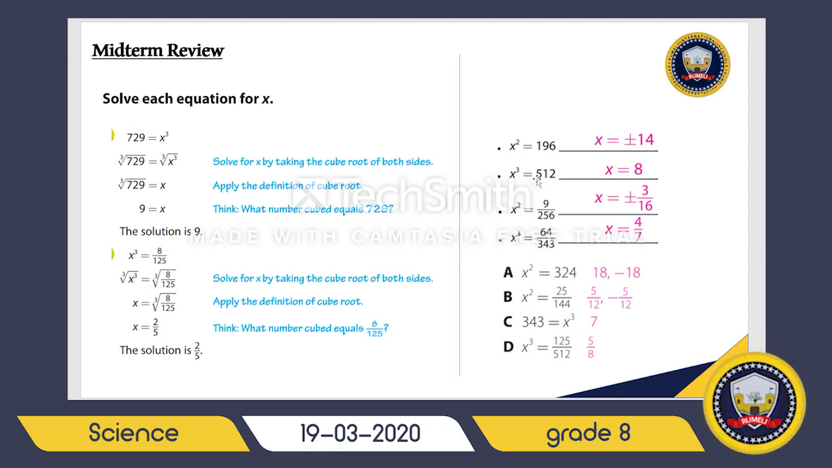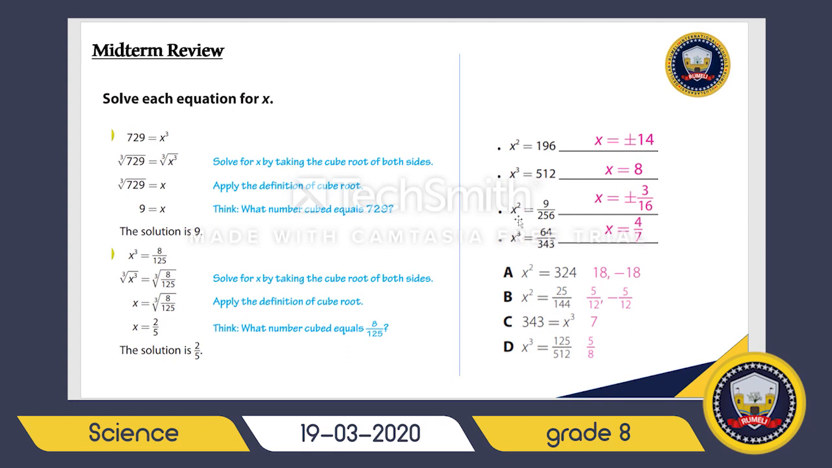x cubed equals 512. From your list, you can take the cube root of both sides, so your x equals 8. Okay, why x equals 8? Because 8 cubed is 512, or 8 times 8 times 8, 3 times gives you 512.